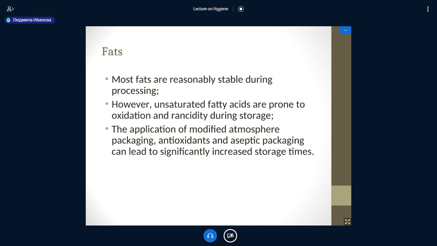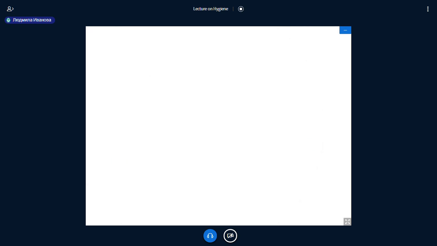And about fat, they're reasonably stable, but unsaturated fatty acids are prone to oxidation and rancidity during storage. And the application of modified atmospheric packaging, antioxidants, and aseptic packaging can lead to significantly increased storage time. It means that the storage should be without oxygen.